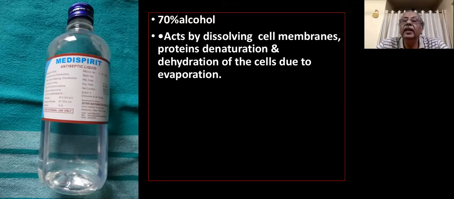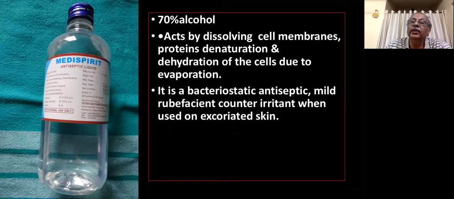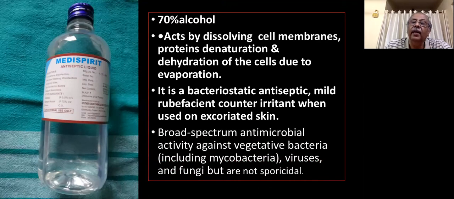Protein denaturation, dehydration of the cells due to evaporation, and it dissolves the cell membranes. It is bacteriostatic, antiseptic, a mild rubefacient, and a counter-irritant when used on excoriated skin. It has broad spectrum antimicrobial activity against vegetative bacteria, including mycobacteria, viruses, and fungi, but it cannot destroy the spores. That is a disadvantage. So it is virucidal, fungicidal, bactericidal, but it is not sporicidal.